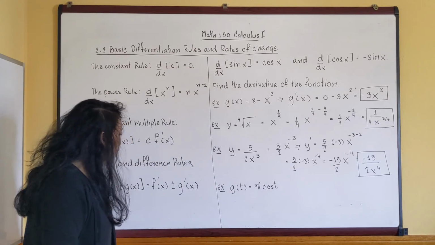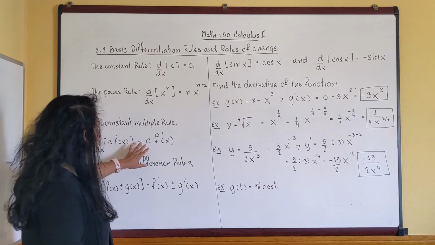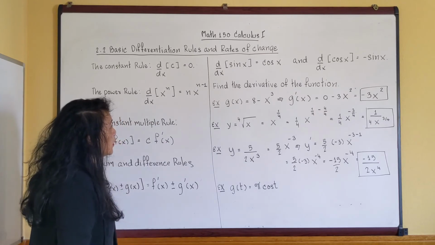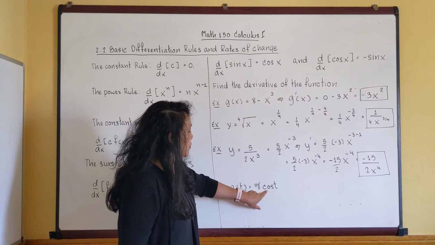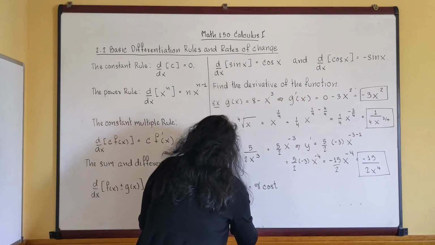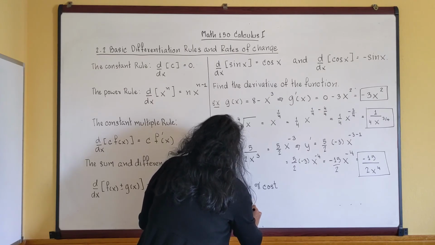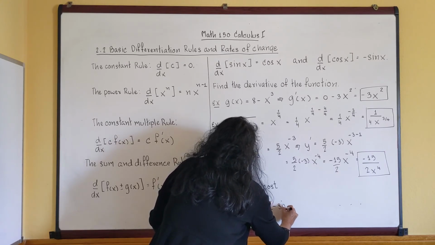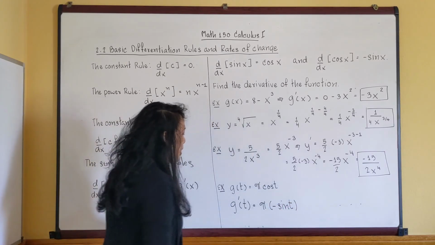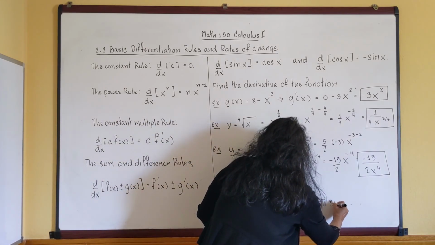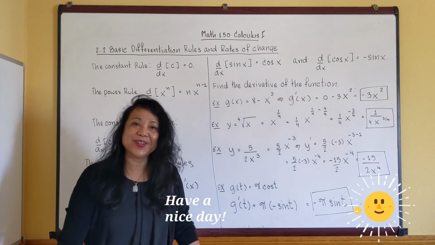The last example, pi is a constant. Pi is considered a constant, so I'm going to apply the constant multiple rule. I'm going to leave the constant alone. Now cosine of t is the trig function. I'm just going to take the derivative of cosine. The derivative of cosine is negative sine. So if you take the derivative of this, you're going to have pi times minus sine of t. Then I can rewrite this as negative pi sine of t. Alright, I'll see you next section.